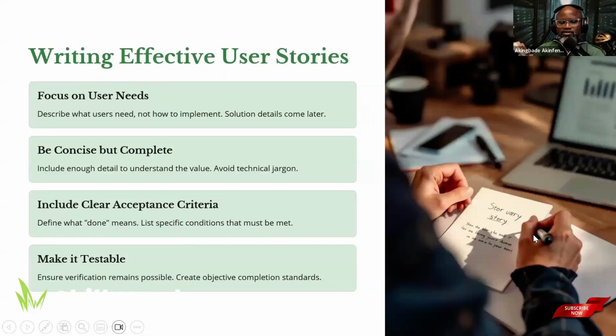What are some basic things of writing a user story that is effective? Always think about the need of the user, right? Be concise, straight to the point. Be very clear in terms of what your acceptance criteria is, and also what your definition of done is.